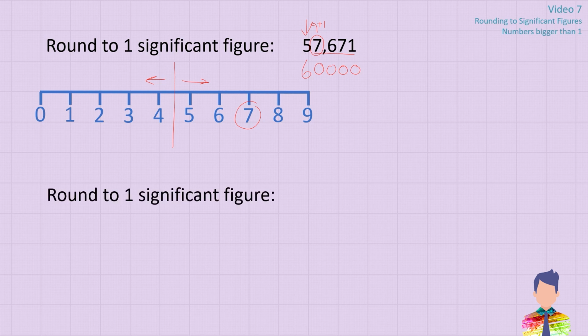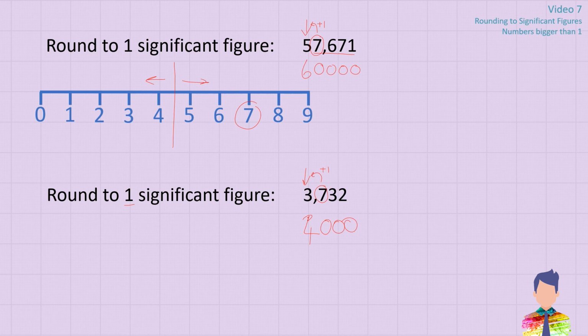Round to one significant figure, 3,732. So again, this is our first significant figure, and we're only looking for the 1. So we're looking at this number as to what we do here. It is past that 5, so it will add 1 to that column, which means that this would become a 4, and these 3 numbers here would become zeros. So 4,000 is 3,732 rounded to one significant figure.